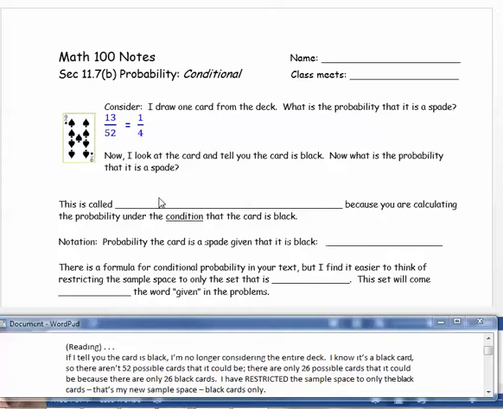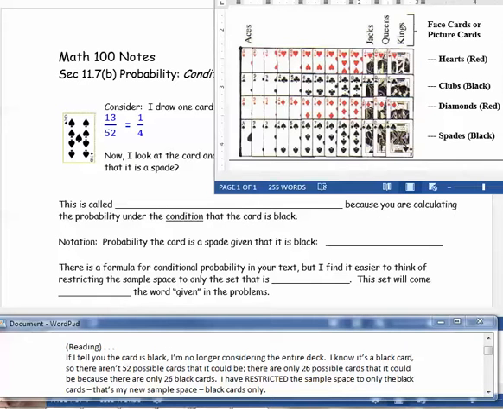Well, if I tell you that the card is black, I'm no longer considering the entire deck. I know that it's a black card, so there aren't 52 possible cards that it could be. It could only possibly be one of these 26 black cards. I've restricted the sample space to be only the black cards. So that's my new sample space, the black cards only.